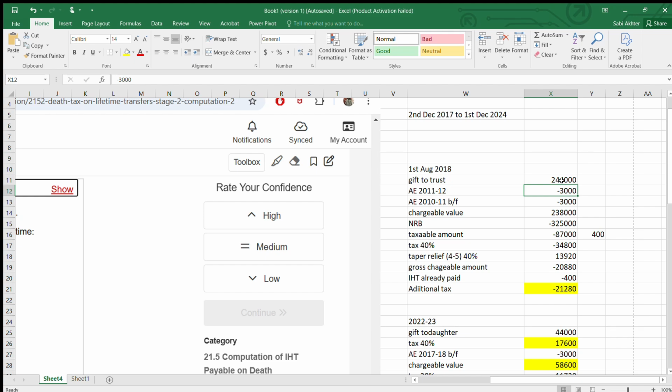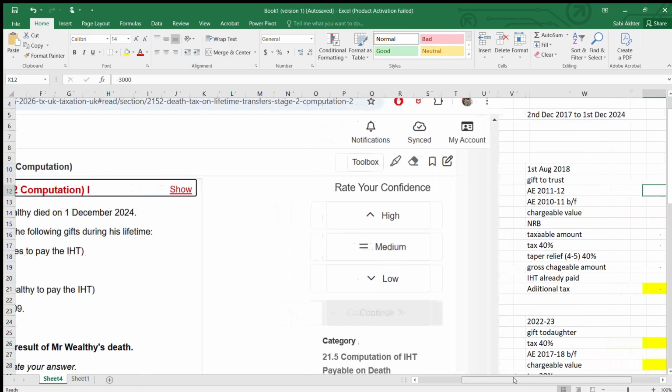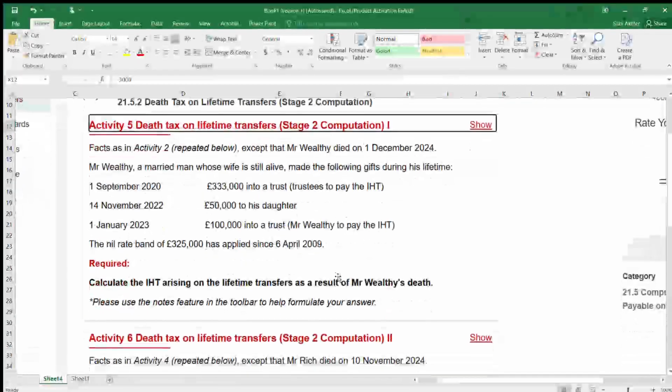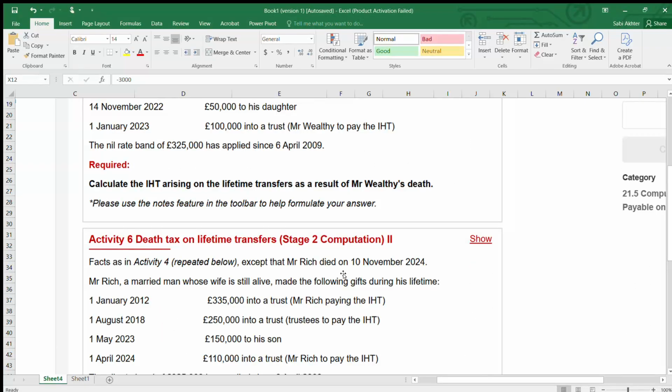Less gross chargeable transfers in prior 7 years. Okay, so yes, you have a gross chargeable transfer in the prior 7 years. That is the first gift, because it falls within 7 years. You see August 2018, and if you see Jan 2012, even though you don't have to pay additional tax, when you are taking the nil rate band available on death for the second gift, you have to take care of the first gift because it will utilize the nil rate band.